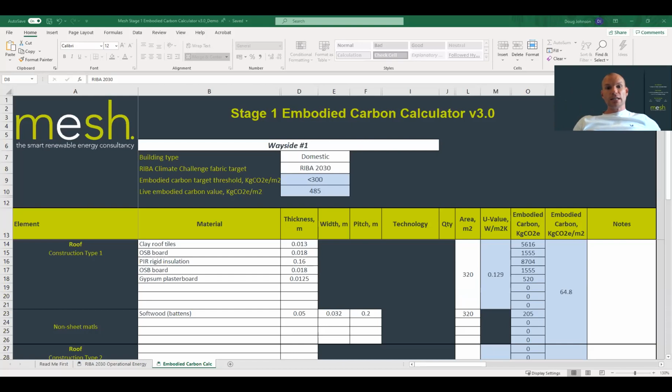As always, these calculators are only ever as good as the volumes that you're putting in and the construction types, but the data is verified data that would be used in a more professional calculation later on in the project.